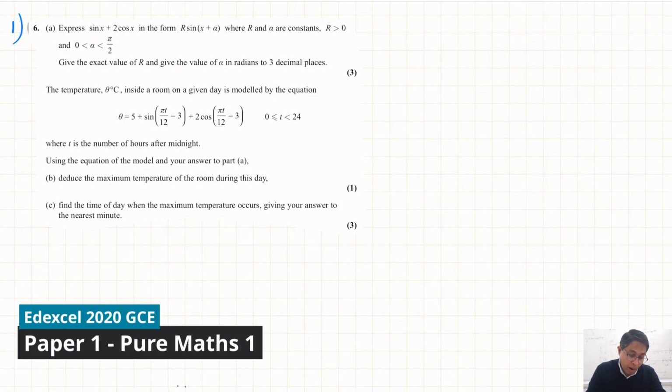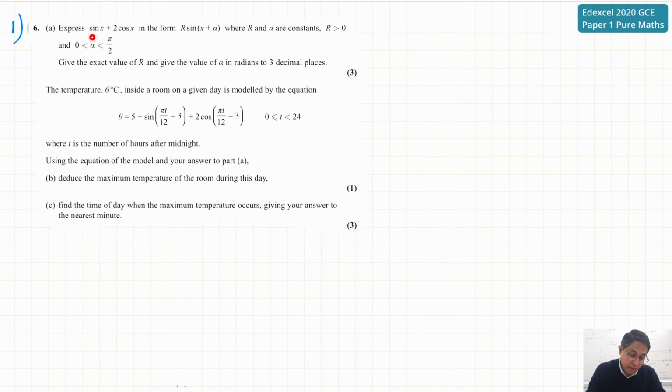Question number 1. Part A, you have to express sin x plus 2 cos x in the form r sin(x plus alpha), where r and alpha are constants. R is positive and alpha acute. Let's see how you can write this expression in this form. Take sin x plus 2 cos x equal to r sin(x plus alpha).